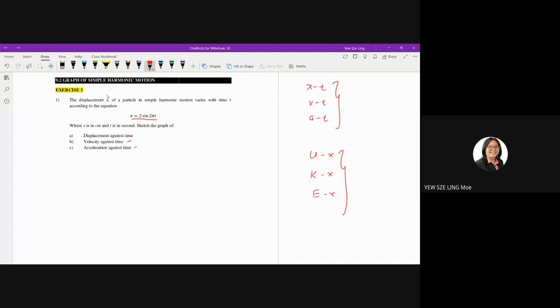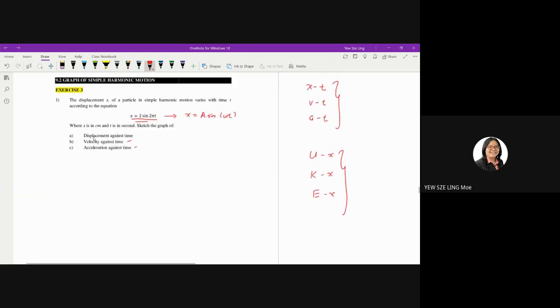First question. The displacement of a particle in simple harmonic motion varies with time t according to the equation x equals 2 sin 2πt. With this equation, the first thing you need to do is compare it with the general equation, x equals A sin ωt. From here, you can either differentiate using the equation with values, or differentiate using the general equation. It's up to you. See which one is easier for you. As long as you can get the right answer, that is the best method for you.